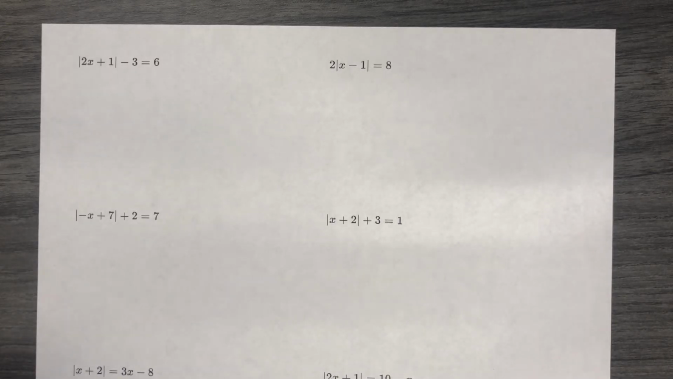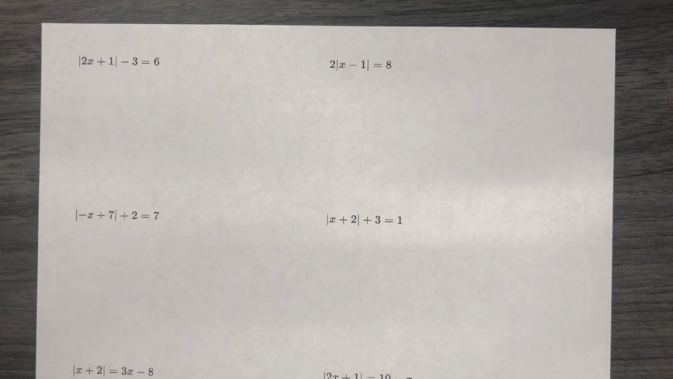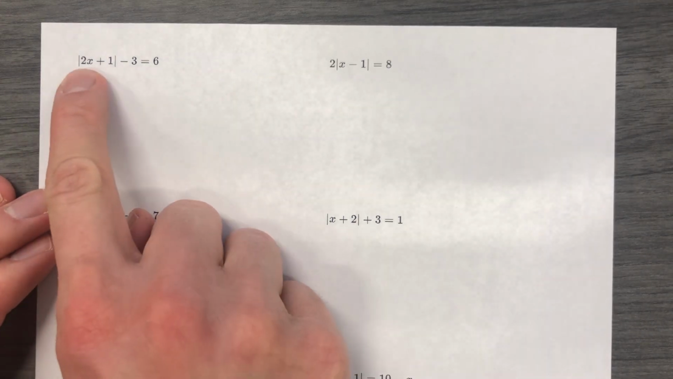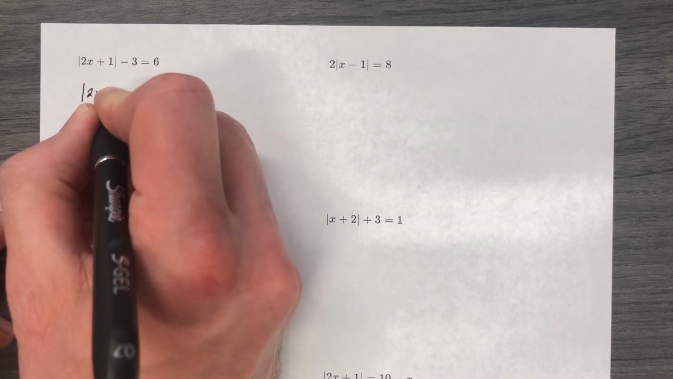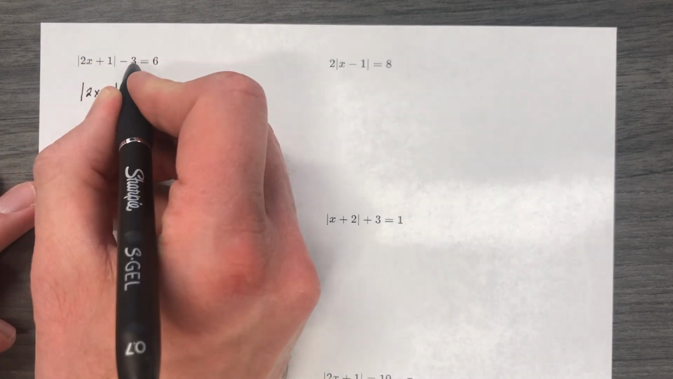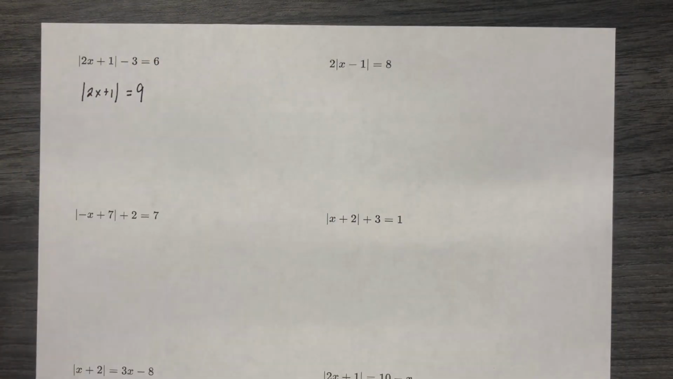All right, here we go. We're going to do the first 2 or 3 by hand, and then we're going to switch to Desmos, okay? So in order to do this by hand, a good skill to have, we need to start by getting the absolute value all by itself. So absolute value of 2x plus 1 equals, move that 3 to the other side because it's not in the absolute value, so 9. Okay, next step.